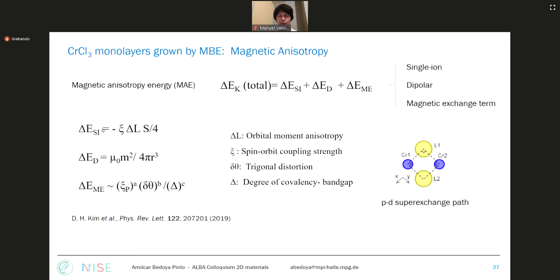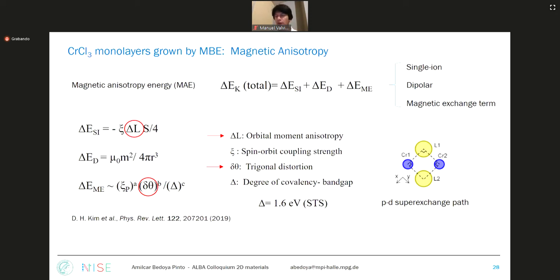And the important parameters for us to investigate, to quantify the anisotropy a bit more, were the orbital moment anisotropy, the spin-orbit coupling strength, a trigonal distortion that also comes into play, and also the degree of covalency and the band gap. Especially this, we could extract from our STS measurements. And this is a constant. And these other two, we also aim to try to quantify. So if you know a bit more about XMCD, you can apply some sum rules.